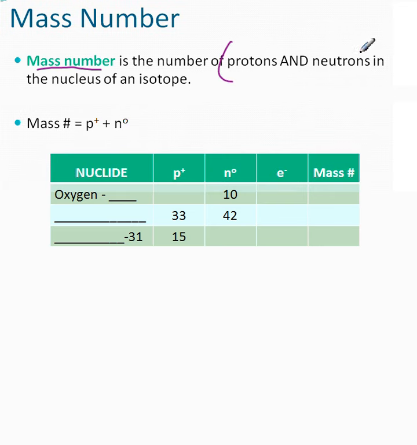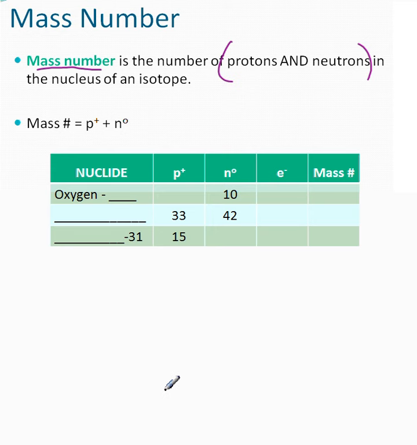This is where your periodic table is your best friend. The periodic table always lists protons. So that's the first and foremost thing that you should do when you're taking a test on atomic structure: look at the periodic table and verify the number of protons. That will help you answer a lot of the questions.